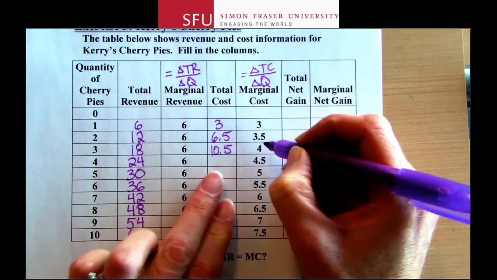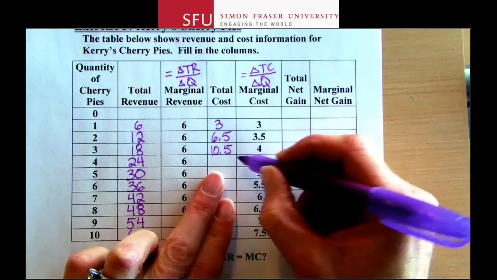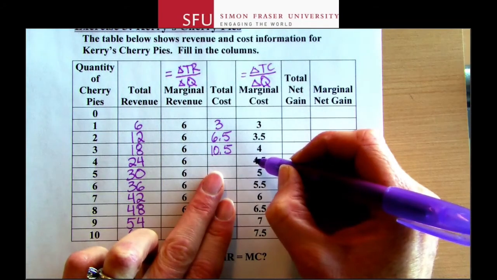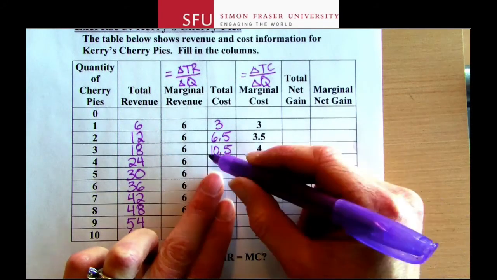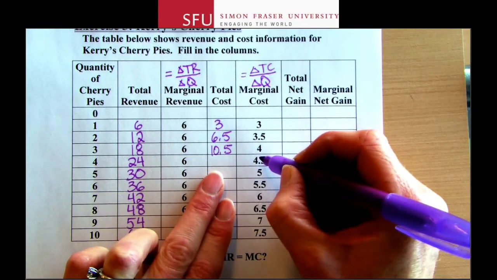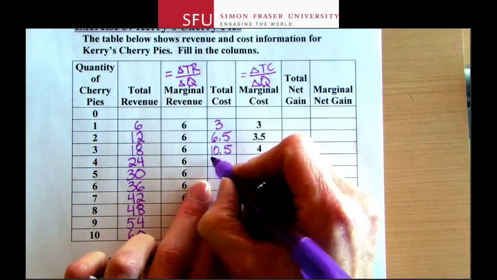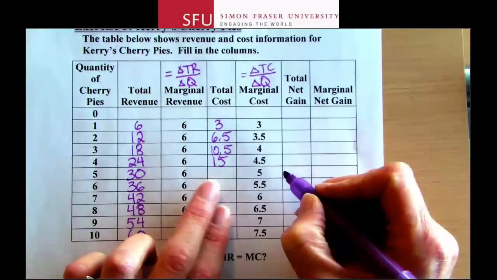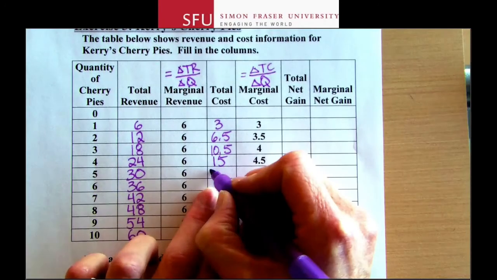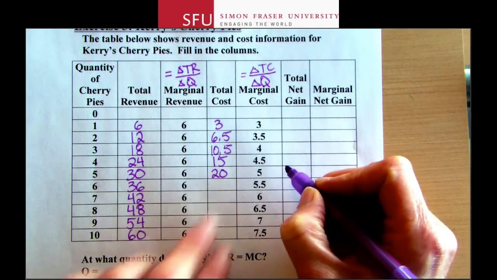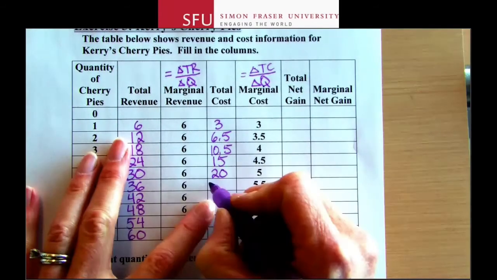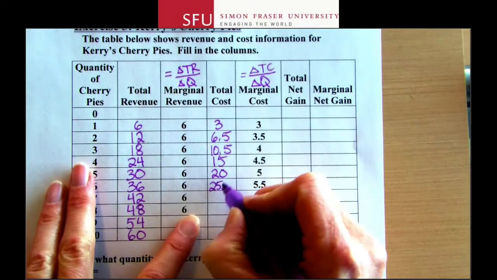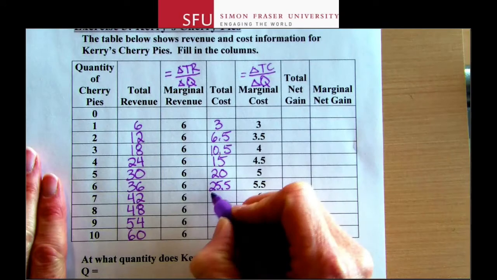The next unit costs an extra 4.5. And so what we do is we just keep adding the extra cost. Okay, so we're at 10.5, and now plus the next one is 4.5, so it'll be 15, and then the next one is 5. So we add that, that's 20. Next one, 5.5, and 6.